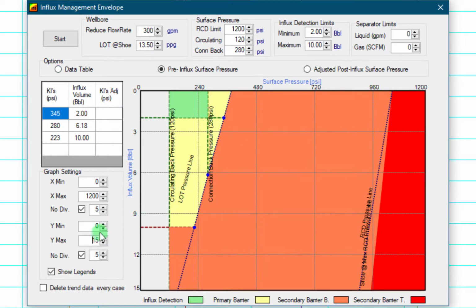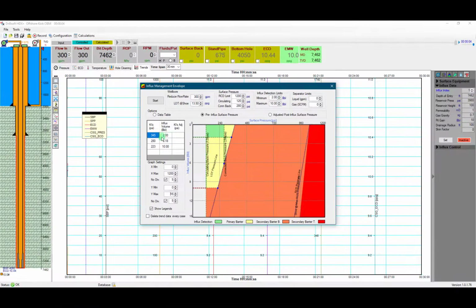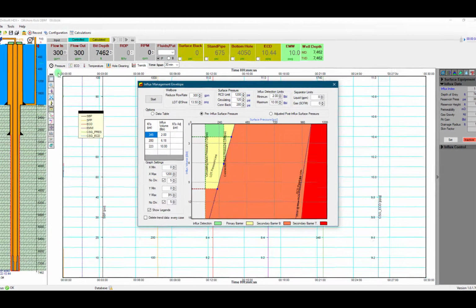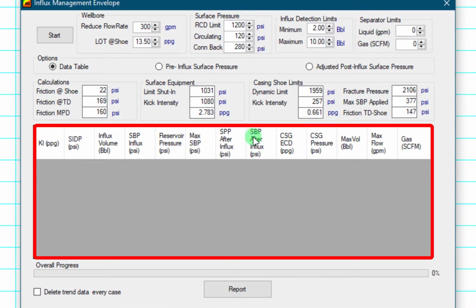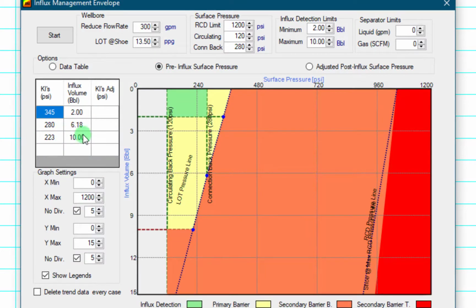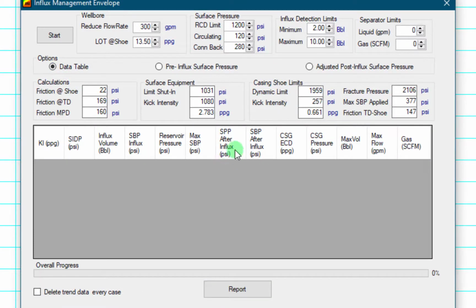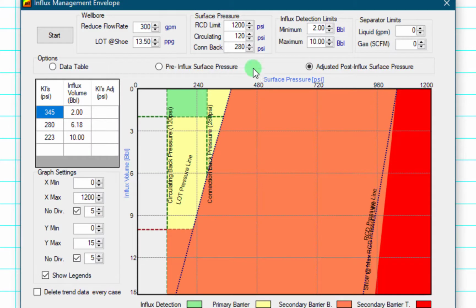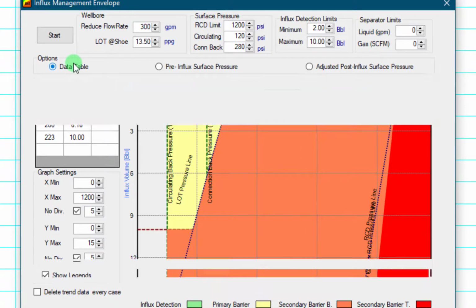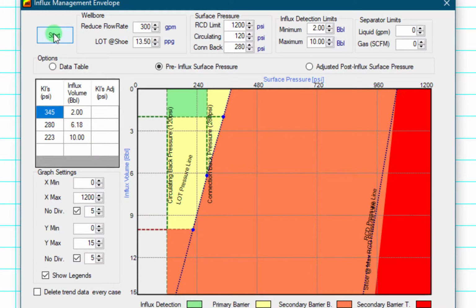So once we have this all set up, we can hit start and begin the simulation. What will happen is that we'll have a 2-barrel influx injected, and that will be circulated through the well and through the riser, and the data table will be populated with the information. Then once that's circulated out, we'll have the second influx circulated and then the third influx, and we'll get the data table. It will let us know if we're exceeding the casing pressure or ECD at any point, and we'll also get an adjusted post-influx surface pressure, the final IME. So let's go ahead and hit start and begin the simulation.